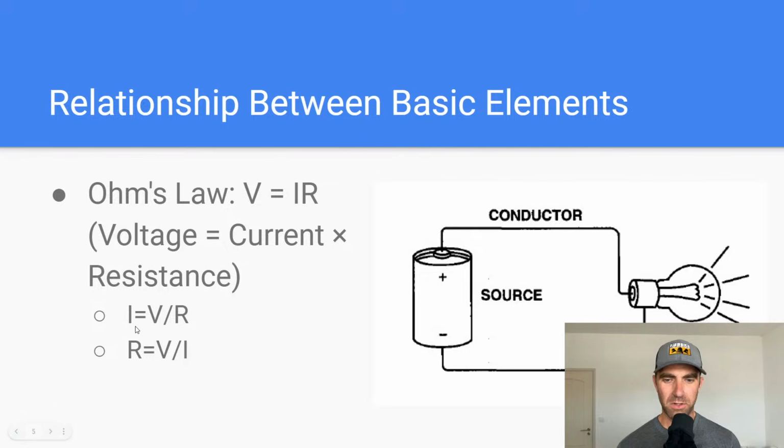Down here you can see the different ways that you can break down the equation. I would be V divided by R, and R would be V divided by I. So that's the three ways the equation is presented. It demonstrates the relationship between the voltage, the current and the resistance of electrical systems.